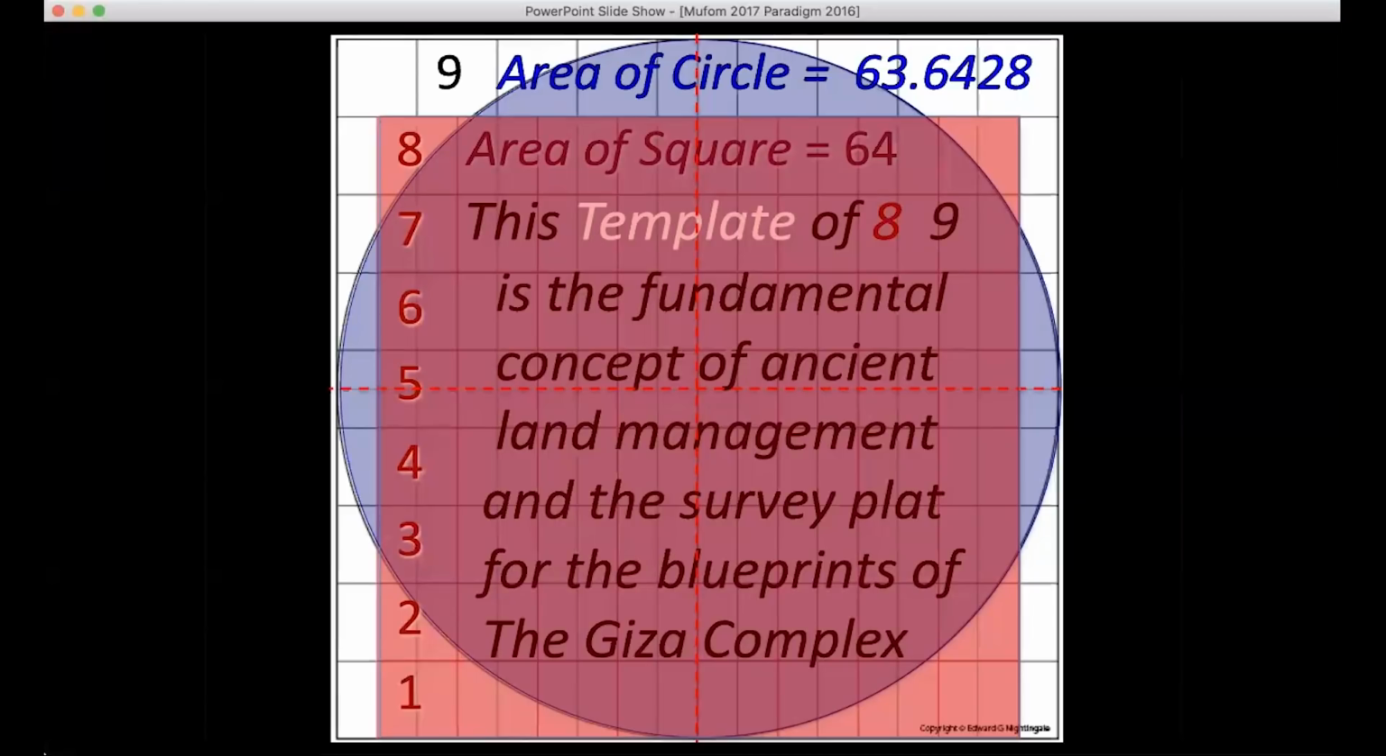But anyhow, this template of 8 and 9 was always seen in ancient land management, and it was really a concept of the survey plat that they used. Here at Giza for one, but in other cultures as well. So we're seeing how we would take a circle and a square, and by creating this 8 by 8 square, we are able to approximate the area of this circle quite easily.